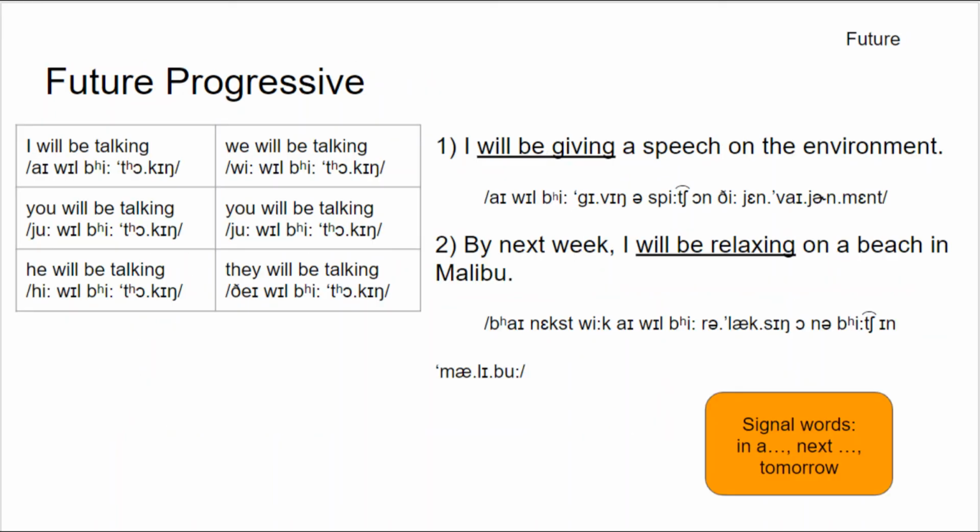If you want to focus on the process of something happening in the future, you can use the future progressive. Notice in these two sentences, the first one emphasizes the process of giving a speech, and the next one emphasizes the process of relaxing. Note that this tense isn't as common as the other future tenses.